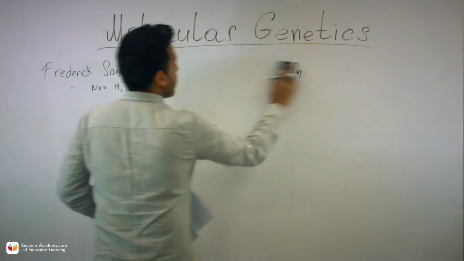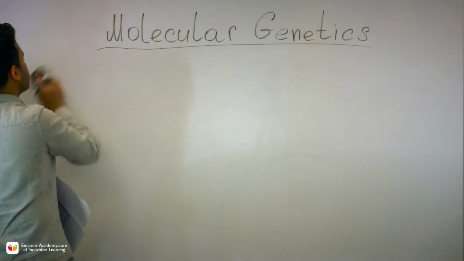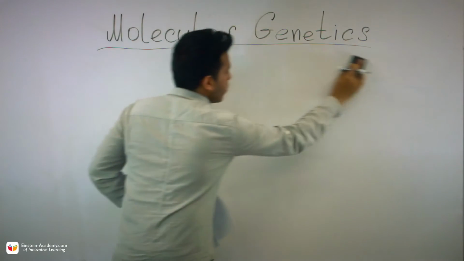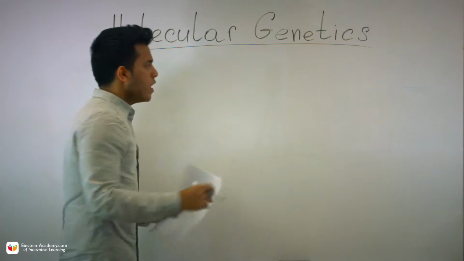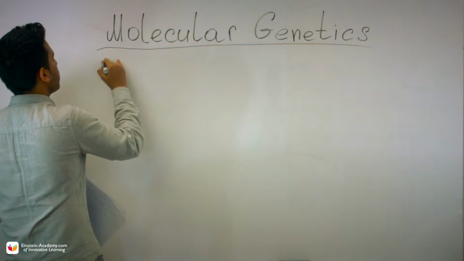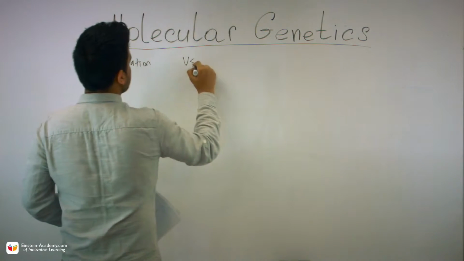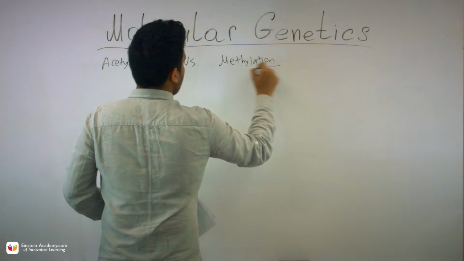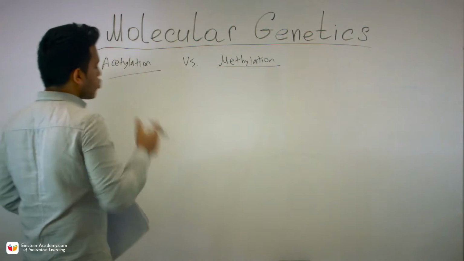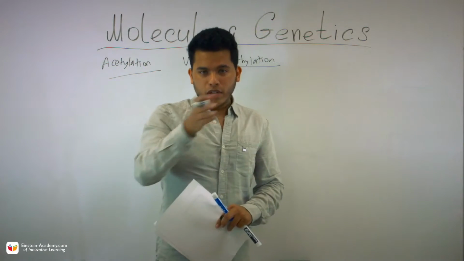So that wraps it up for the codon, translation, transcription, and replication. Now we're going to talk about some of the things that modify transcription, and this is called acetylation and methylation. So we know that in transcription, we need RNA polymerase to bind on to the promoter region and transcribe.